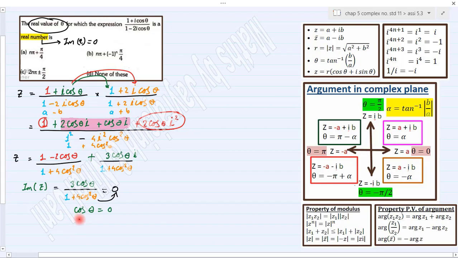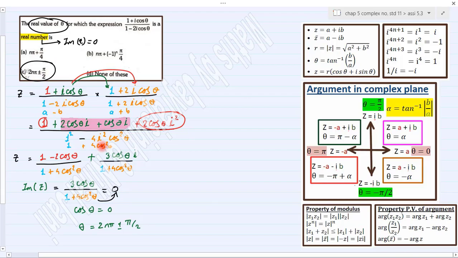to 0. So here theta must be the null set of cos theta, 2n pi plus or minus pi by 2, which is given in option C. Ta-da!